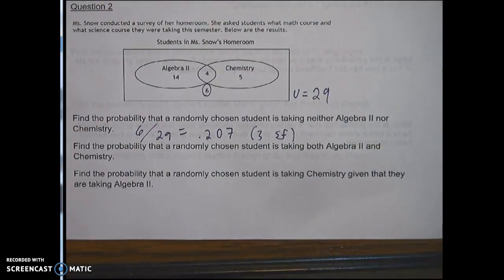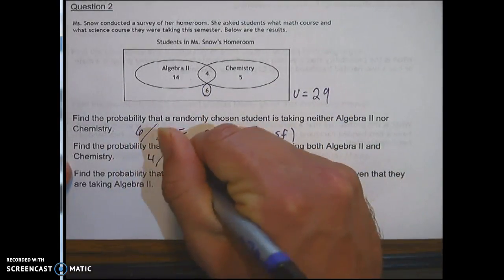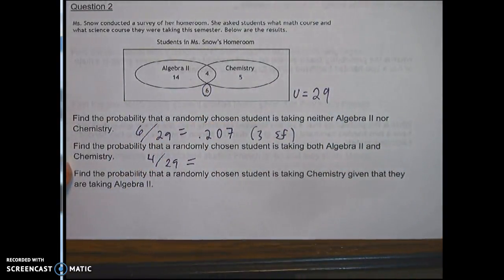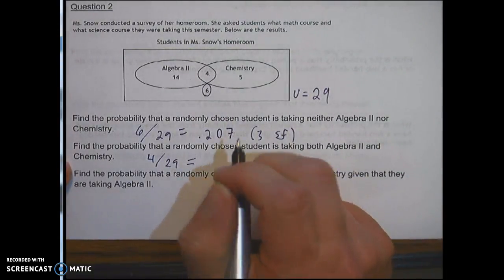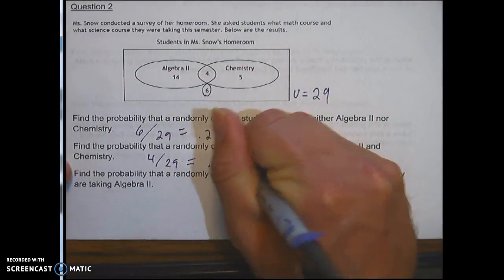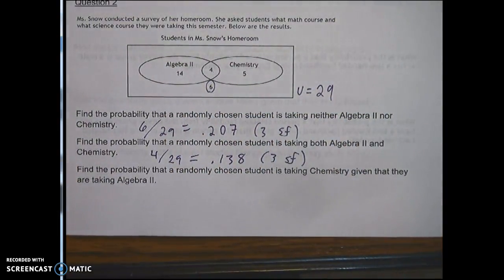To find the probability that a randomly chosen student is taking both Algebra 2 and Chemistry, well, that's the intersection. That's those 4 folks right there out of 29, which is 0.138 to 3 significant figures. That's just basic probability. The next one's what we call a conditional probability question.